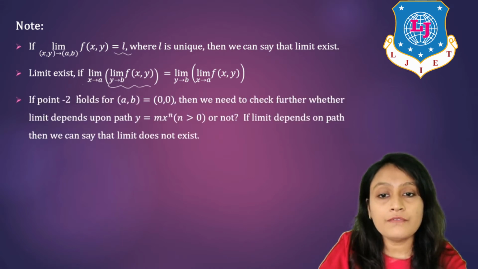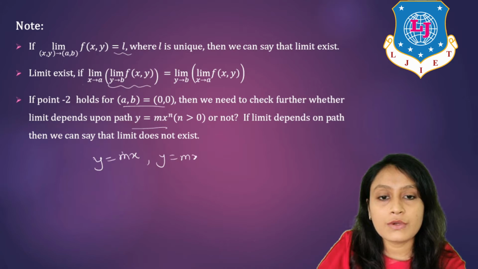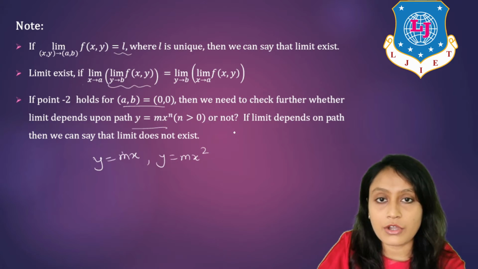Now if this point number 2 holds for (a, b) equals (0, 0), then we have to check further whether the limit depends on the path y equals m x raised to n or not. So if you get the same answer for (a, b) equals (0, 0) for these two limits, then we will check for y equals mx, then we'll check for y equals m x square. If all the answers are the same, then we can say that the limit exists. And if the limit depends on m, then we can say that the limit does not exist.